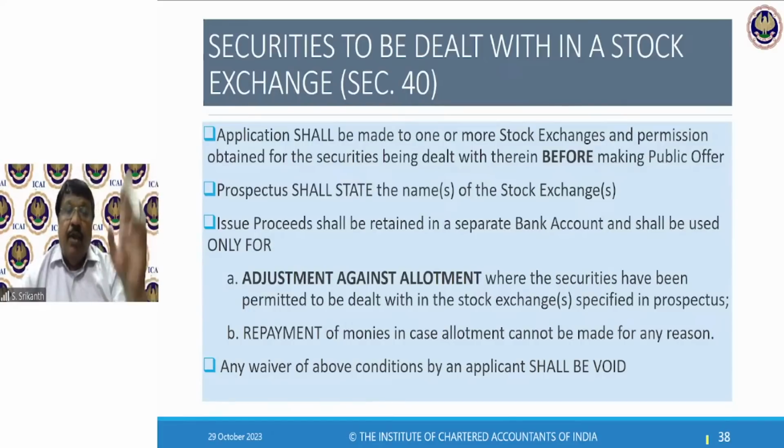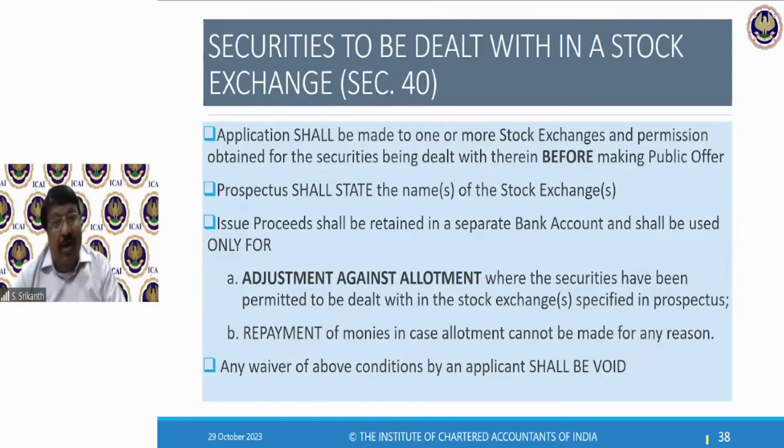Now, suppose I'm a very smart guy. In the application form, where the applicant is signing, I put a small print which says, even if the shares are not listed on a stock exchange, even if the minimum subscription is not received, I agree to accept the shares allotted to me. That poor donkey may not even read it. He may sign because he's in a greedy hurry to buy your share. So he will sign. Even if such a condition is there, that condition would be void. A waiver of the above condition by an applicant shall be void.